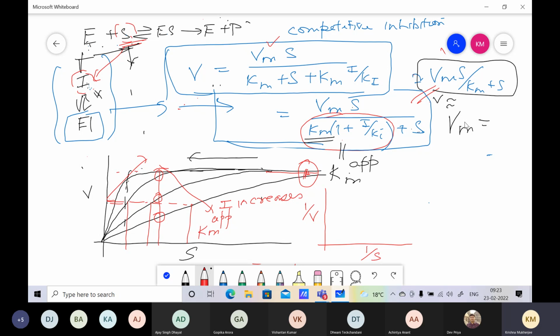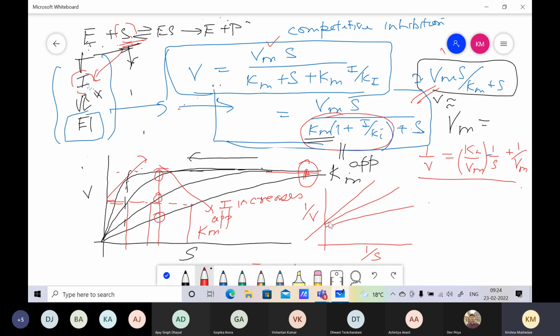Take the reciprocal of V, what is 1 by V equal to? Tell me, what is it? Km by Vm times 1 by S, plus 1 by Vm. Okay? This is the equation, right? So the intercept is 1 by Vmax, and the slope is Km by Vm. So really, what you will get as the data will be like this.